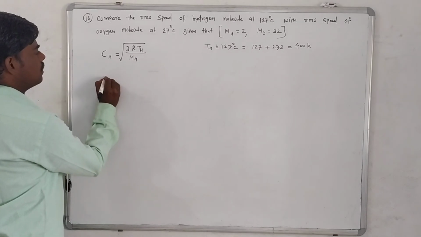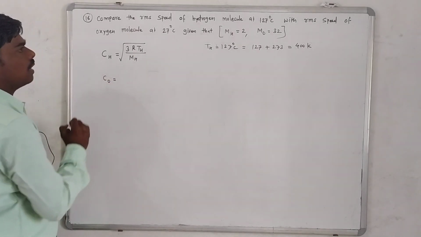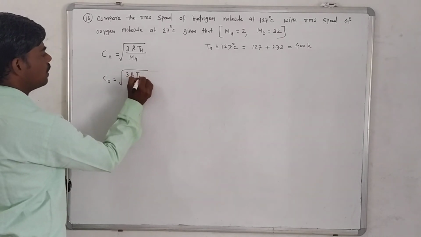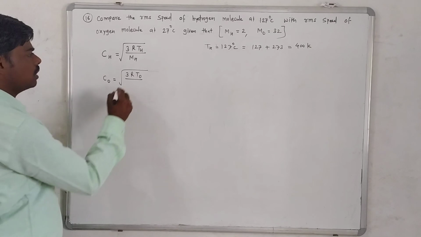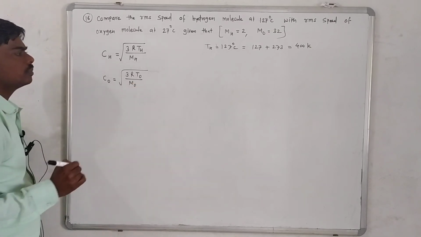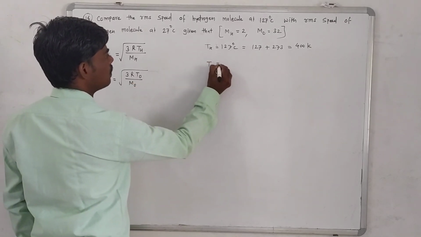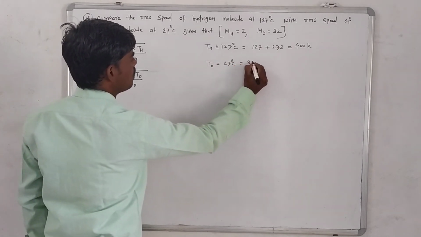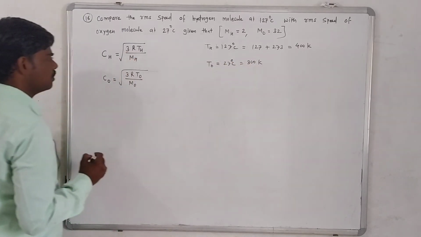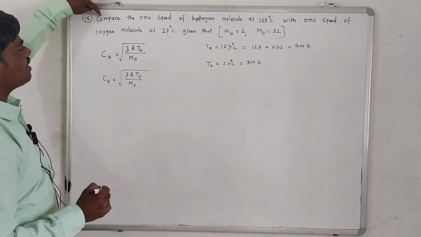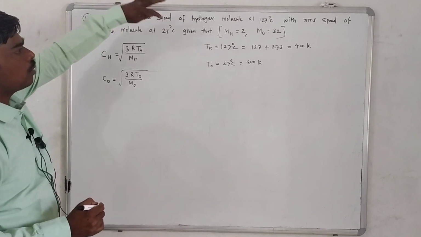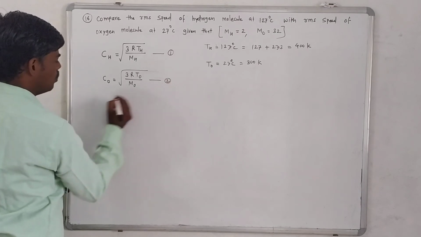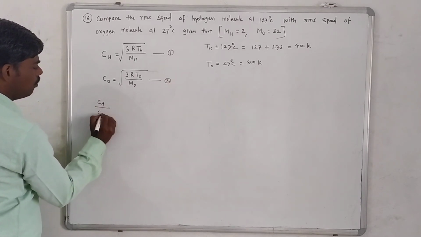Then C_O represents the RMS velocity of oxygen. Again the formula is under root 3RT_O, temperature of oxygen, divided by M. The temperature of oxygen is given to you as 27 degrees Celsius, which means 300 Kelvin. So what is asked? Compare the RMS speed of hydrogen with the RMS speed of oxygen. This is equation 1, equation 2. Divide equation 1 by 2.